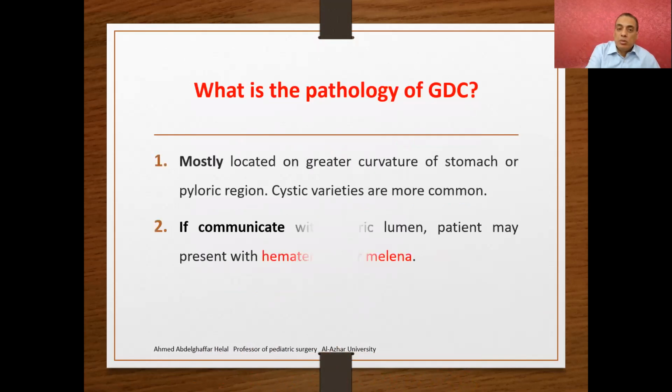What is the pathology? Most duplications are located close to the greater curve of the stomach or the pyloric region, and the cystic varieties are the most common. If this duplicated part communicates with the gastric lumen, the patient may present with hematemesis or melena, because the acids in the stomach will affect the mucosa of the duplicated part, because this duplicated part mucosa is not accustomed to the HCl or the acids of the stomach. So there is maybe hematemesis or melena.